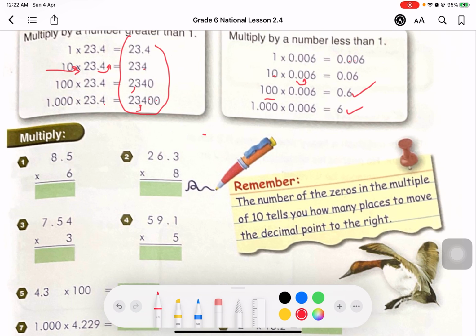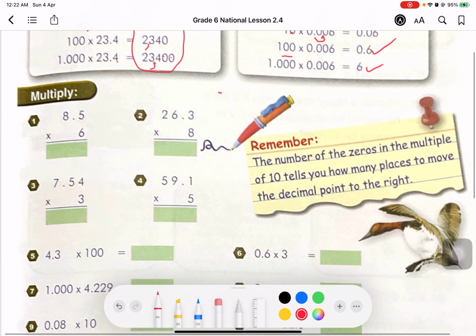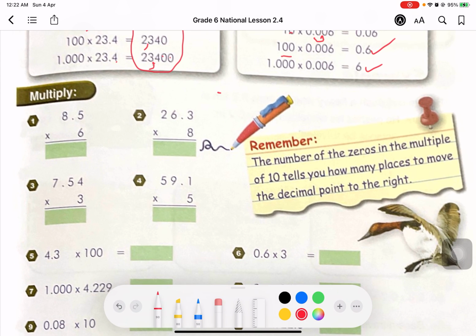So if you are multiplying a number greater than 1 or a number that is less than 1, it's all the same idea. You write your number, then move your decimal to the right by how many zeros you have. So you count how many zeros and you move your decimal.